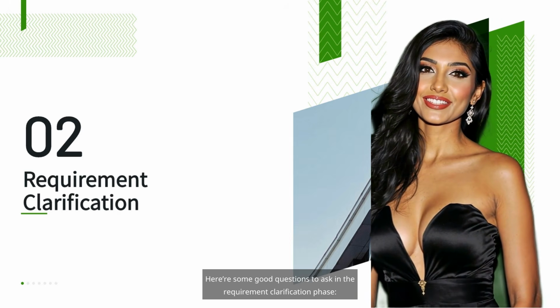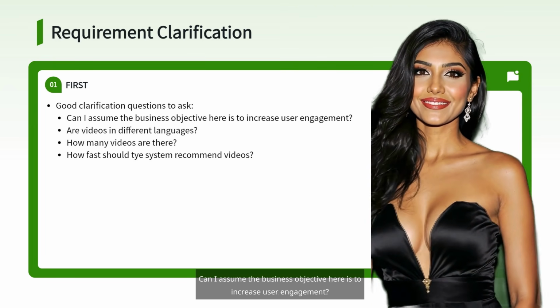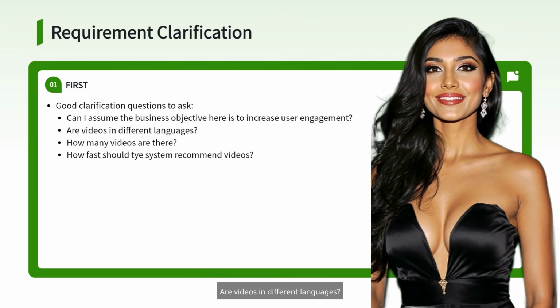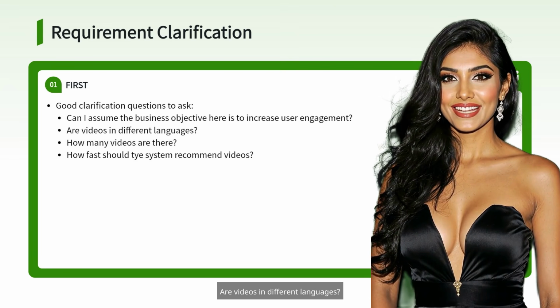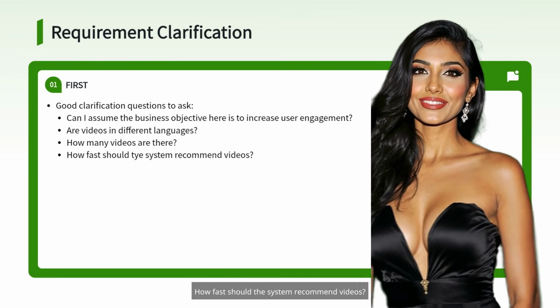Here are some good questions to ask in the requirement clarification phase. Can I assume the business objective here is to increase user engagement? Are videos in different languages? How many videos are there? How fast should the system recommend videos?